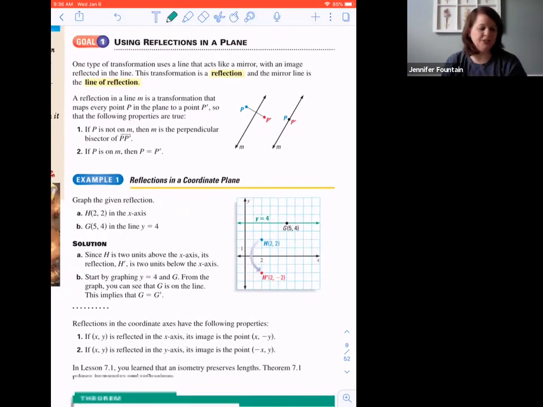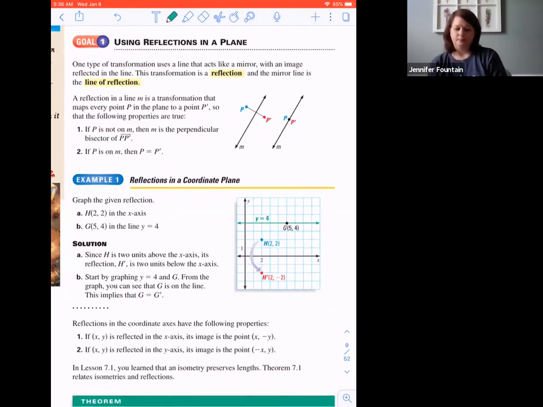Okay, so it says using reflections in a plane. It says one type of transformation uses a line that acts like a mirror with an image reflected in the line. This transformation is a reflection, and the mirror line is the line of reflection. Okay, so in our first part of notes, it says a reflection is a type of transformation that uses a line that acts like a mirror with an image reflected in the line. The mirror line is called the line of reflection.